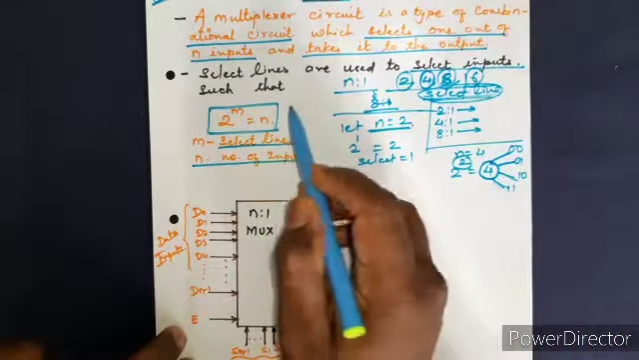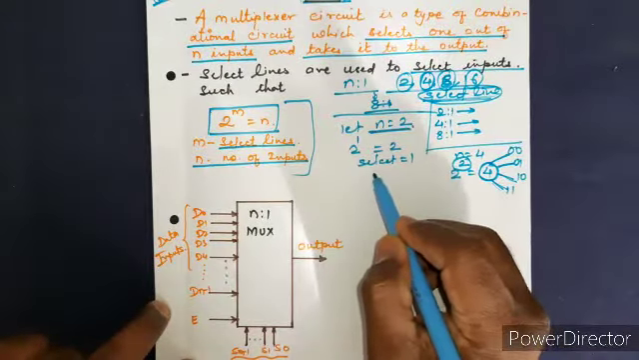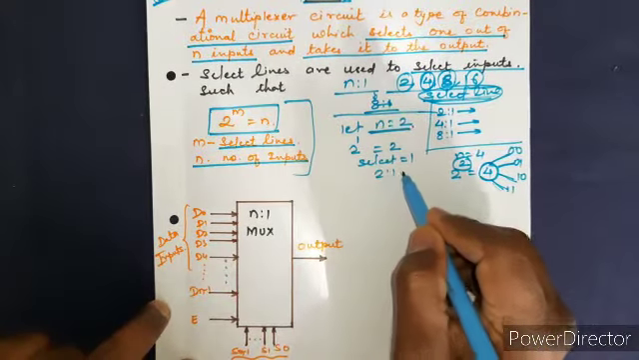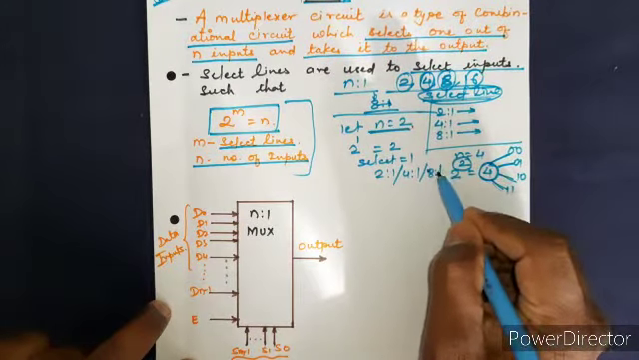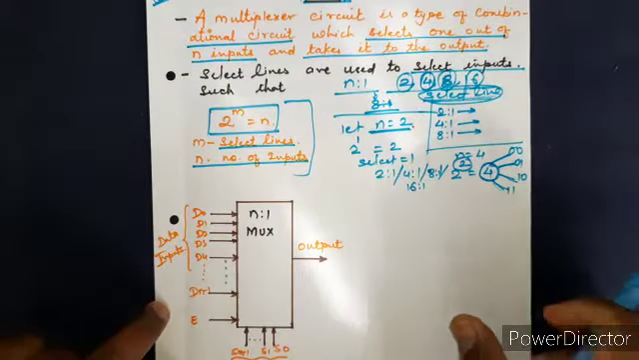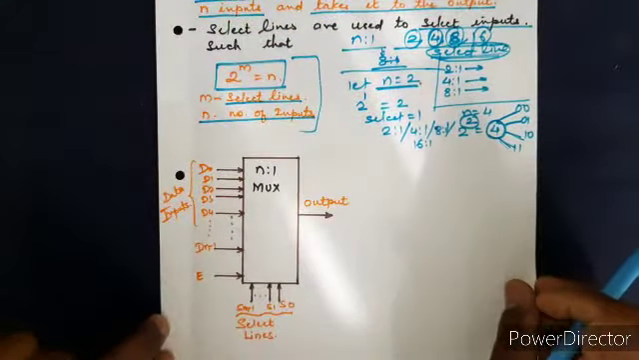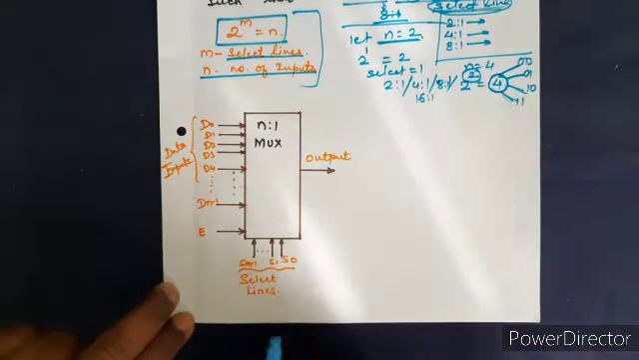Okay, we'll see these concepts, select line concepts, when we actually study all these types: 2:1, 4:1, 8:1, 16:1, all these types. Okay, so this is the block diagram of a multiplexer.